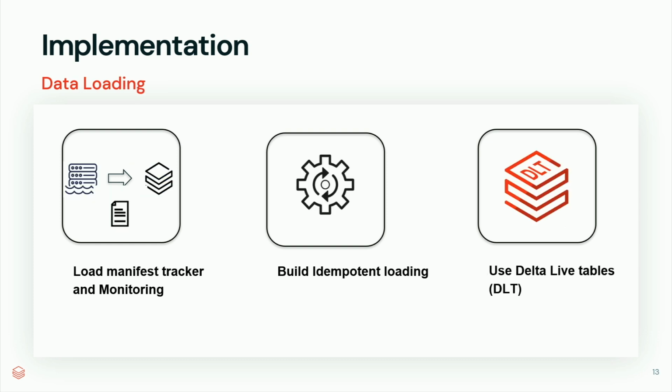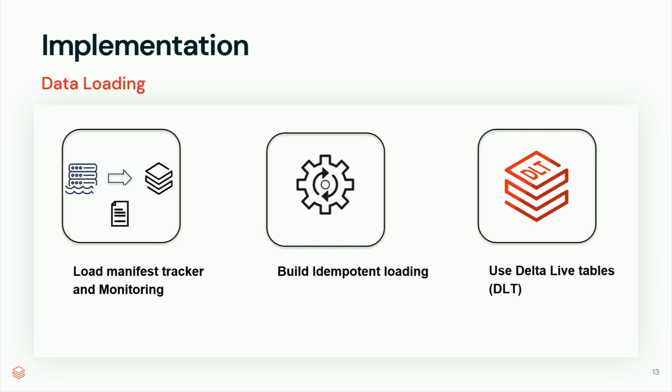So the next component for the implementation was data loading. We just extracted all the data using those three components. Then the next thing is the data loading. For the migration process, building a robust data loading framework was non-negotiable. It was anchored on three principles: load manifest tracking, idempotent processing, and Delta Live Tables for orchestration.